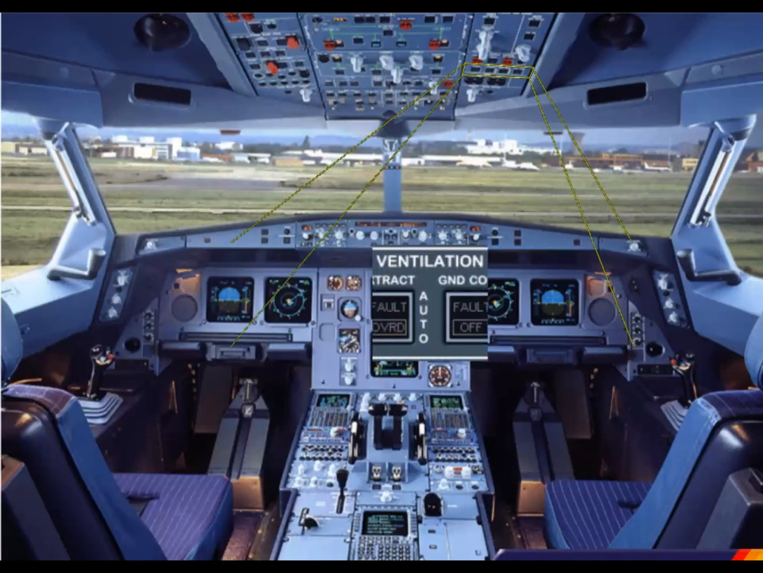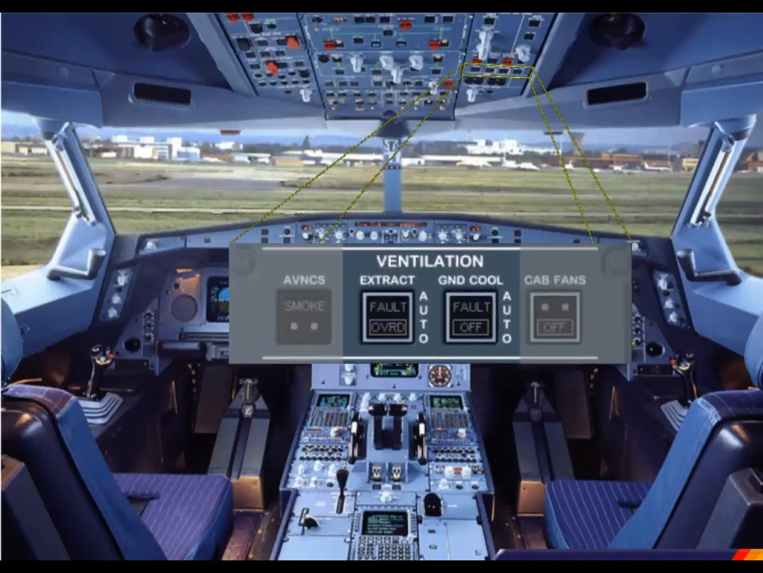A ventilation panel on the overhead panel contains two push buttons associated with the ventilation system. During the pre-flight cockpit scan, you should confirm that these switches are in the lights out position. The avionics ventilation system will then operate automatically and require no pilot input.